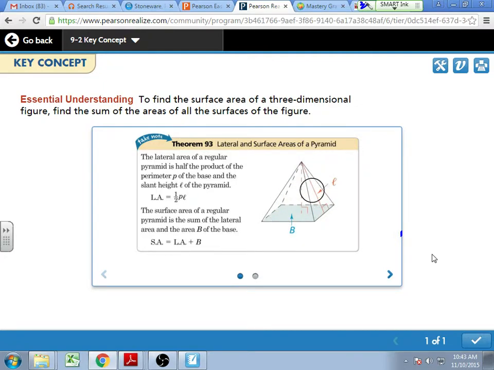Now, how are the pyramid sides different than the prism sides? If we look at pyramid sides versus prism sides, what is different?